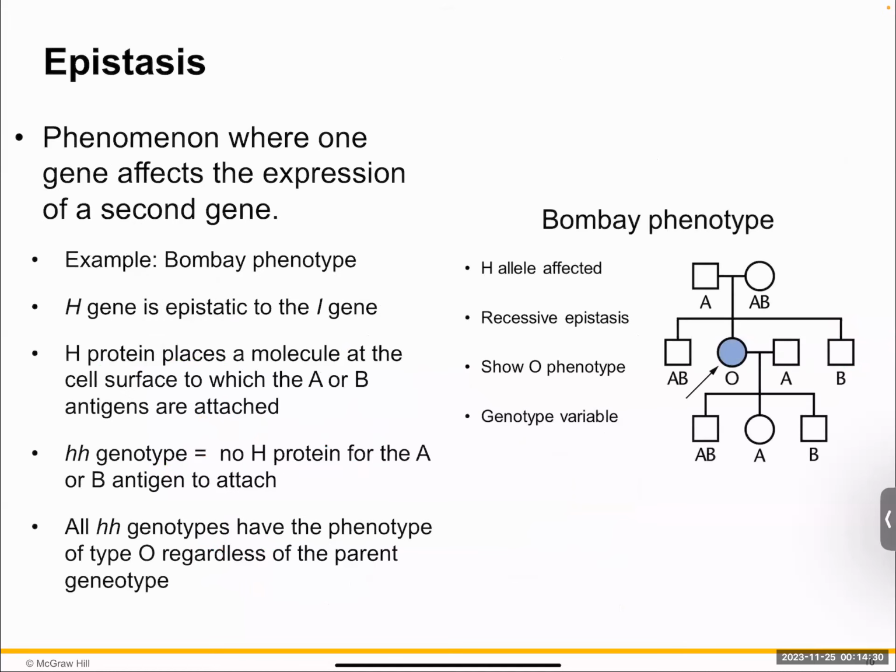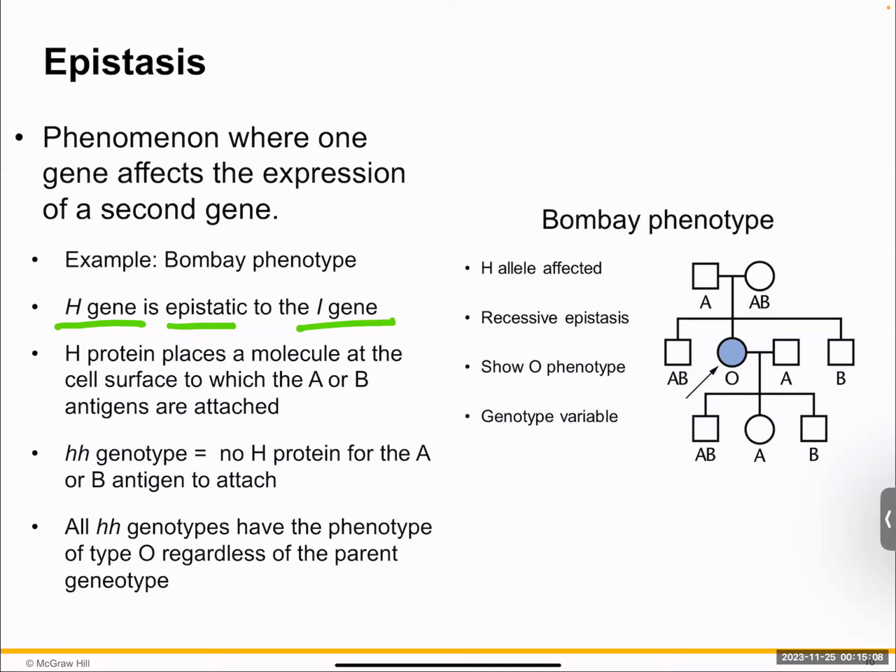Now, expanding on the same concept of blood type, a new concept also comes into play, which is called epistasis. Epistasis is where you have one gene affecting the expression of another gene. So you have the involvement of two genes, where the expression of one gene is controlled by a secondary gene. The Bombay phenotype is an example of epistasis. The capital H gene is the epistatic gene to the I gene.